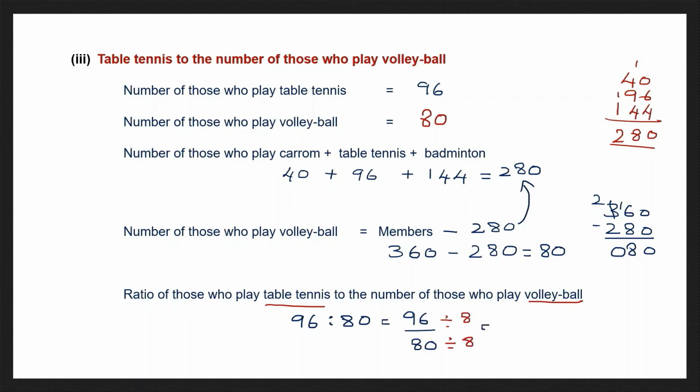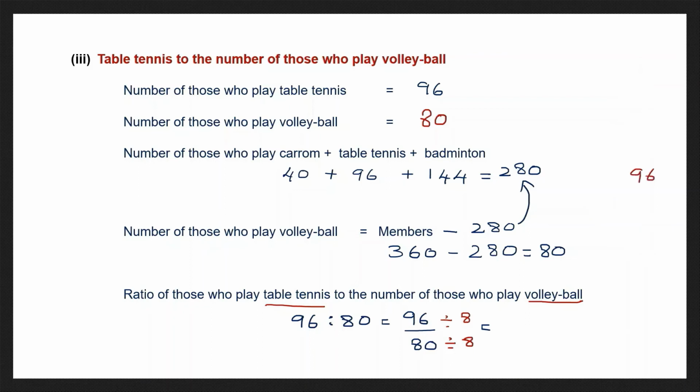Okay, so now 96 divided by 8. So let's divide 96 by 8 and see what we get. 8 ones are 8, minus, I get 1 and bring down 6. 8 twos are 16, minus. So I have 12 there. So this is 12. Then 80 divided by 8 is 10. 8 tens are 80. Again, I can reduce this to the lowest terms by dividing both by 2. Now I get 2 sixes are 12 and 2 fives are 10.